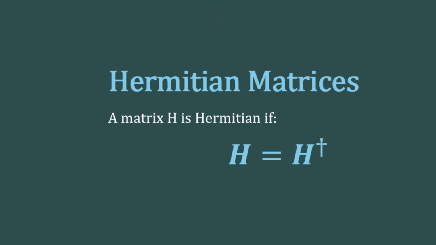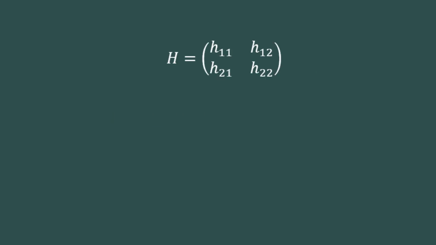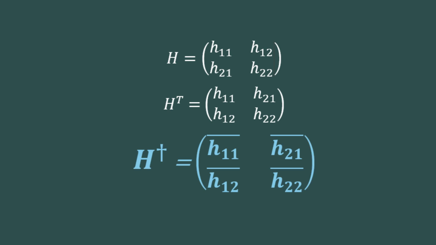A matrix is called Hermitian if it is equal to its conjugate transpose. Now, let me explain how to compute the conjugate transpose of a matrix. First, you take the transpose of the matrix. Taking the transpose means flipping the matrix over its main diagonal, so rows become columns and columns become rows. Next, you take the complex conjugate of each entry in the matrix. Taking the complex conjugate means replacing each entry with its counterpart where the imaginary part has the opposite sign. That is all you need to do to get the conjugate transpose.